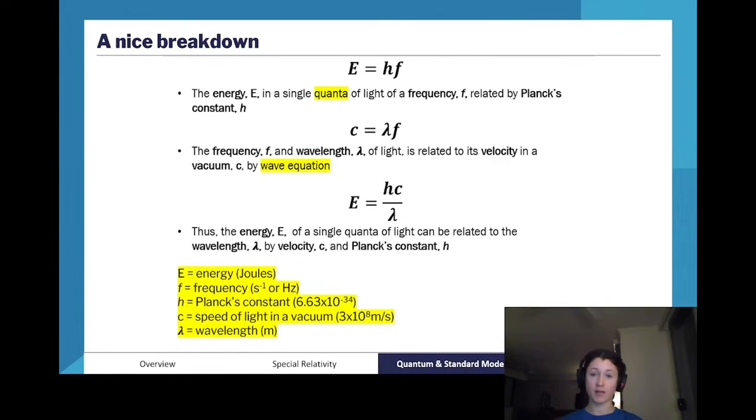The frequency and wavelength of light is related to its velocity c by the wave equation. That middle one isn't actually given to you on your formula sheet, but you are given v equals wavelength times frequency. So if you're having trouble remembering it, you can just remember that the velocity of light is c. So you can just sub in c for v. And then combining those two equations, we can get that the energy is equal to hc on the wavelength.